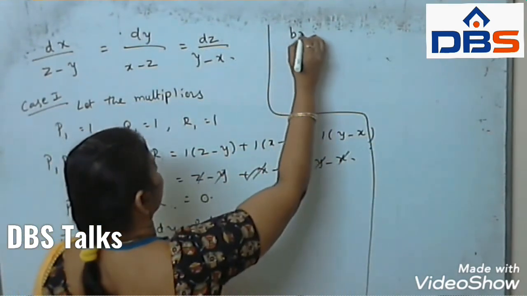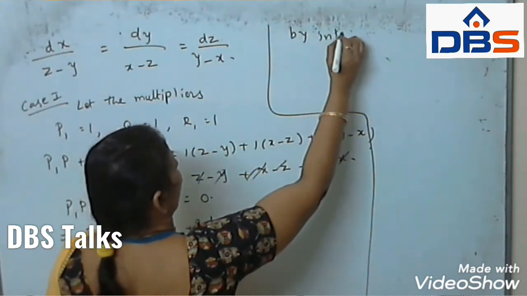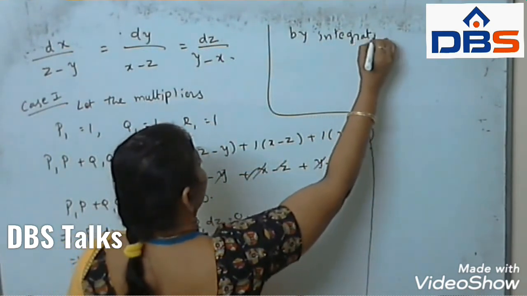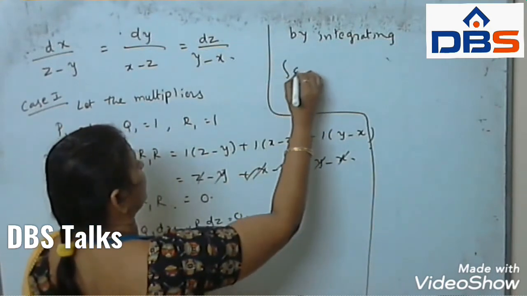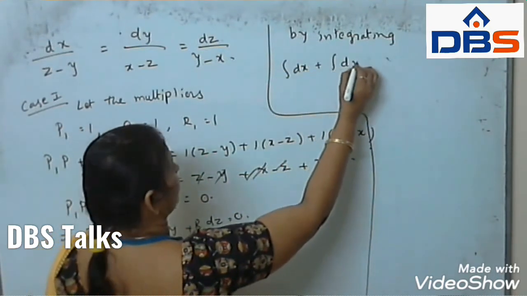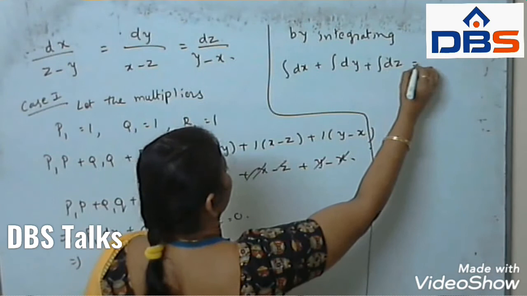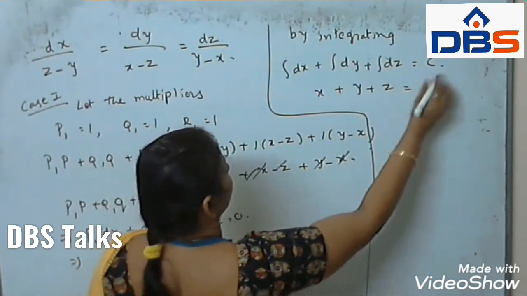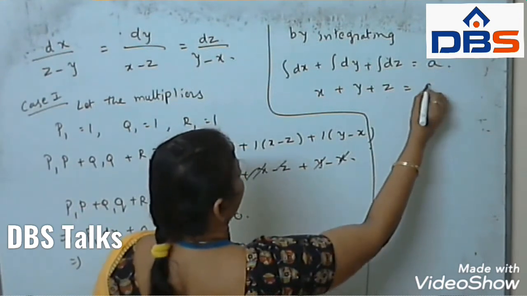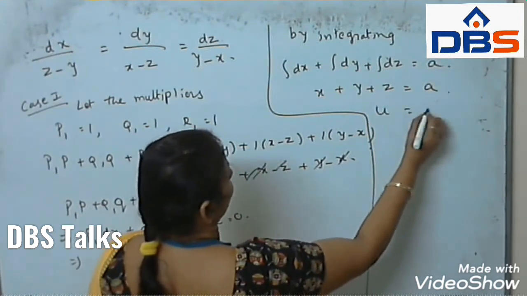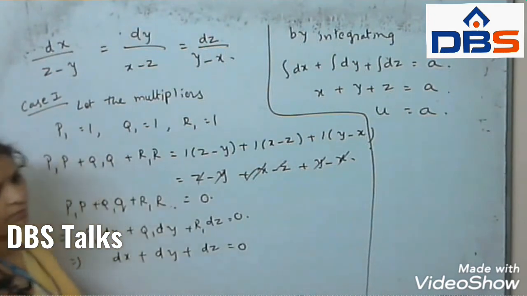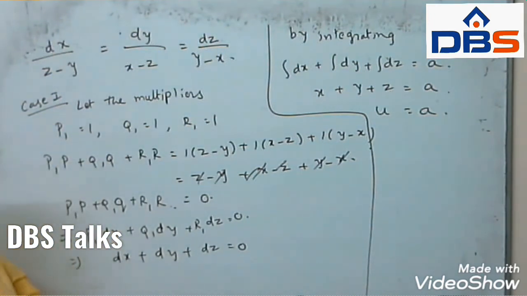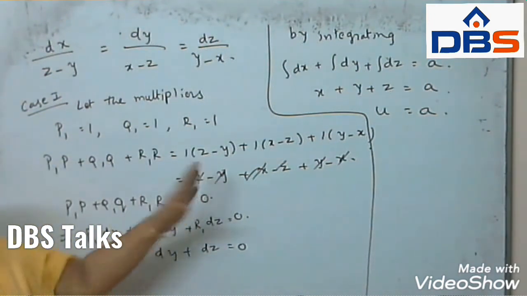By integrating this, integral dx plus integral dy plus integral dz equal to c. So x plus y plus z equal to c or a. You can take a. So that is u equal to a. So this is the first case, finding u.